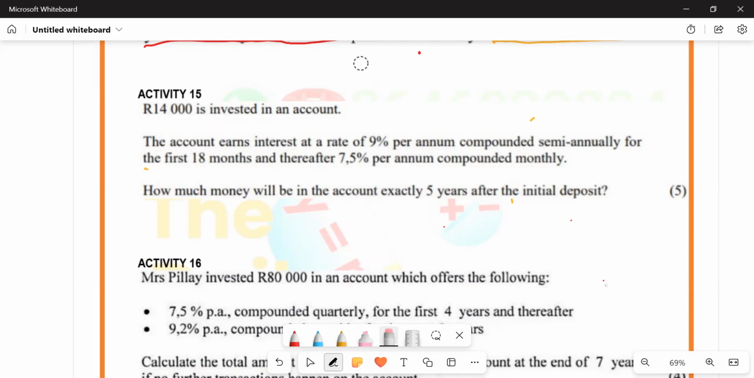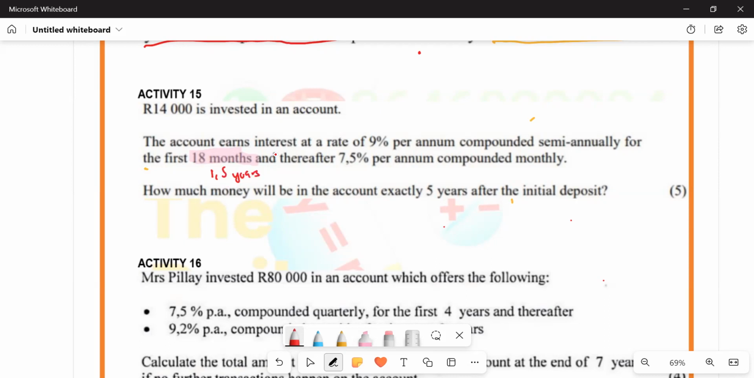So they say 14,000 is invested into an account. And then they say the account earns an interest rate of 9% per annum compounded semi-annually for the first 18 months. This was tricky for learners. Now you can always convert this month into years. What is 18 months in a year? It's 1 year, 6 months, or it can be 1.5 years.